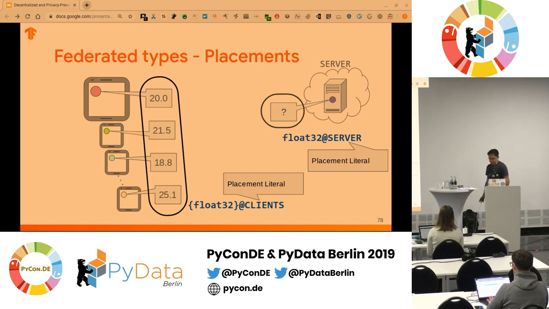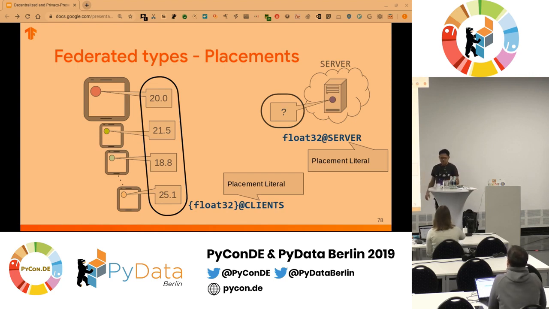So what are placements, right? Placements are essentially groups of participants or cohorts. In federated learning, the term that is often used is population. I've used it a couple of times. A population is essentially a set of devices that can participate in learning or in computation, right?